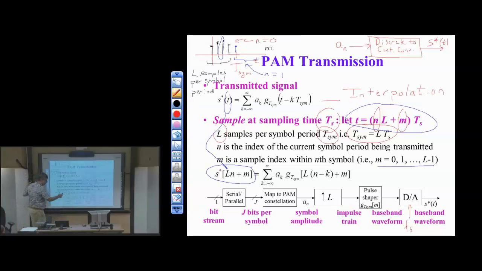And so my index of the discrete time calculation for S star, which is here, is the following. So A sub k doesn't change. That's not dependent on continuous time little t. This little t I can replace, again, with n times L plus m, quantity times T sub s. T sym here is the same as L T s.